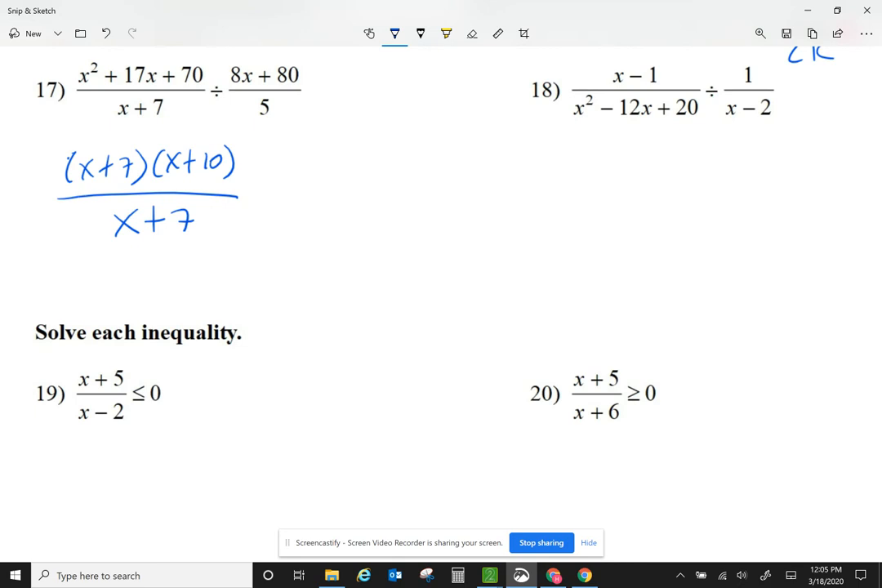Now, because it's division, I'm going to change it to times. I'm going to flip the second fraction. So I have a 5 on top. At the bottom, let me factor an 8. So I have x plus 10.